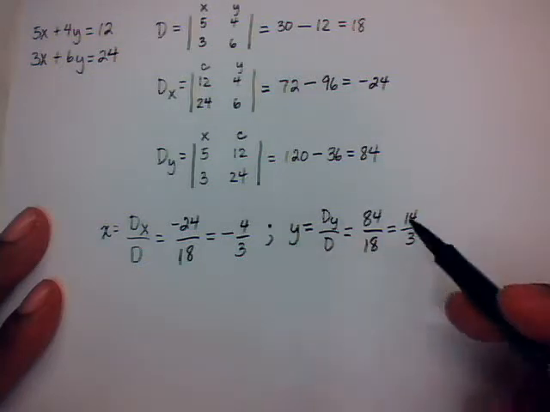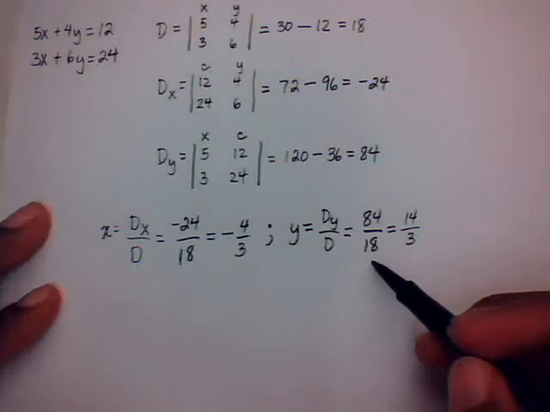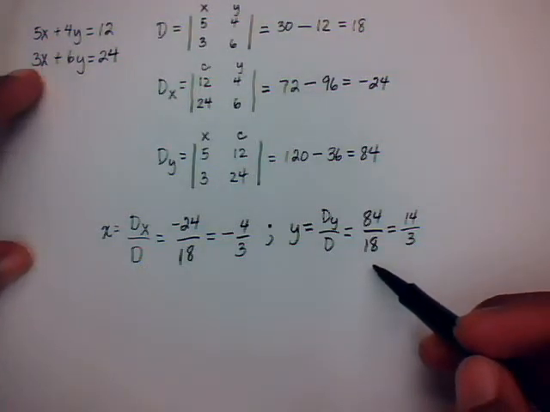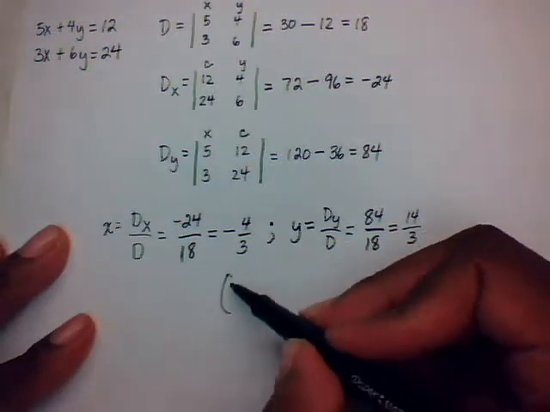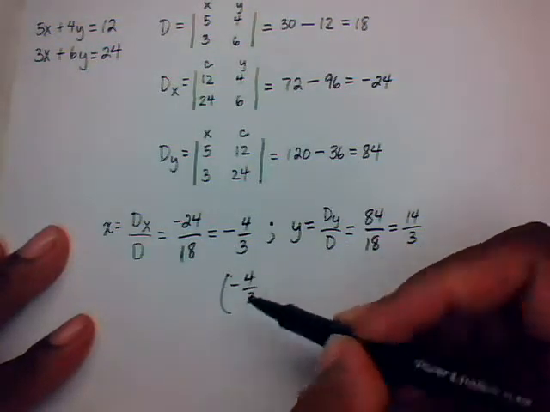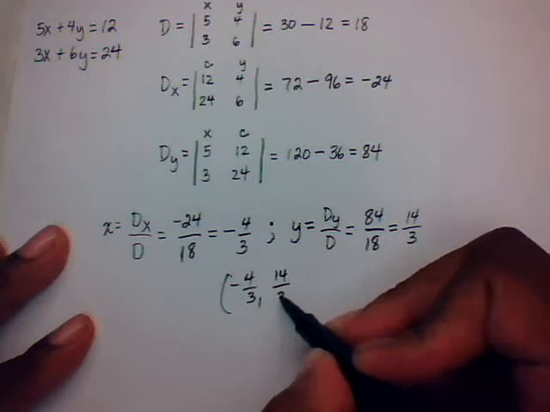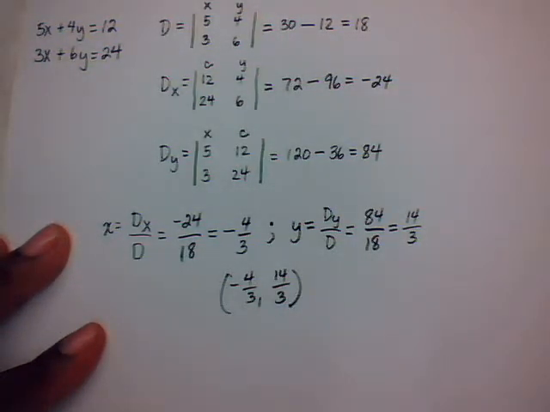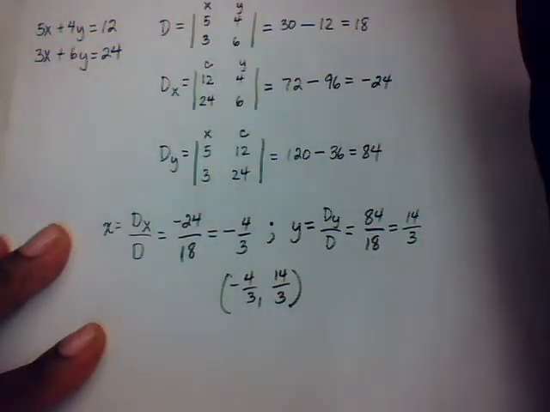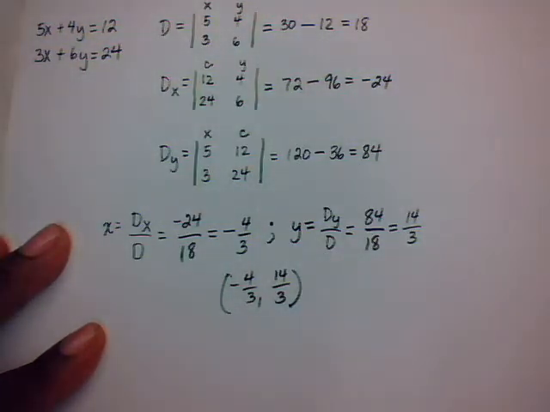Okay, so those represent the ordered pair that will satisfy this system of equations here. So that solution set would be this ordered pair, negative 4/3, 14 over 3. So that's my solution set to this system of linear equations.